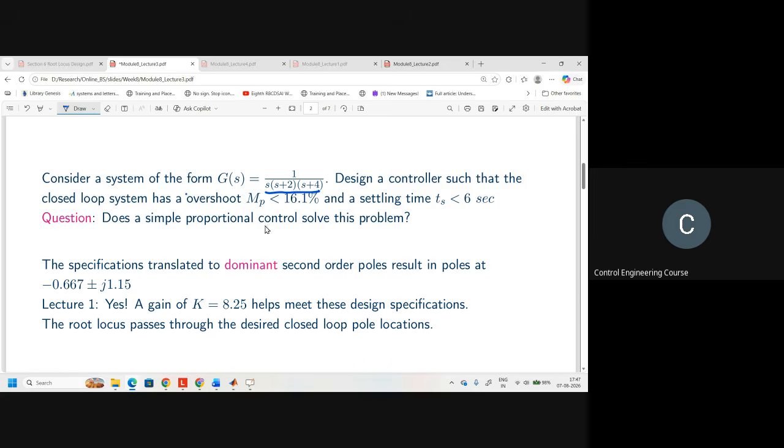For that, once you translate that into dominant pole location, this is 0.67 and j1.1, which is your desired pole, SD. Now, what we have to do immediately is check whether this SD is on the root locus or not. If it is on the root locus, then directly we can find out the K at that point. That means the root locus is passing through that desired location. That's it.